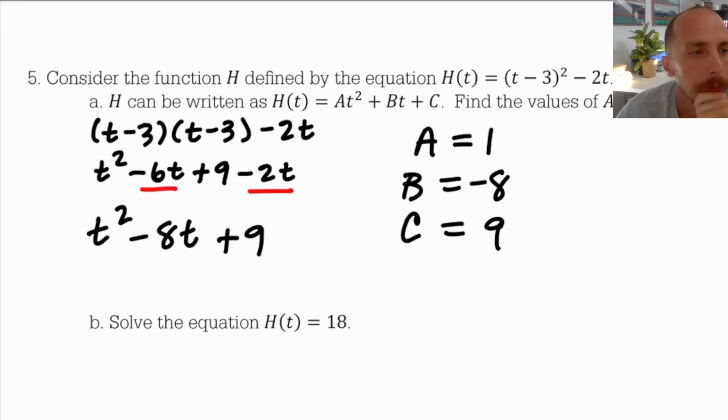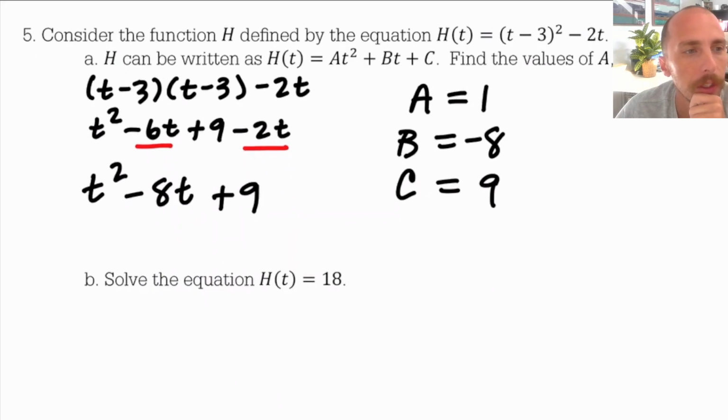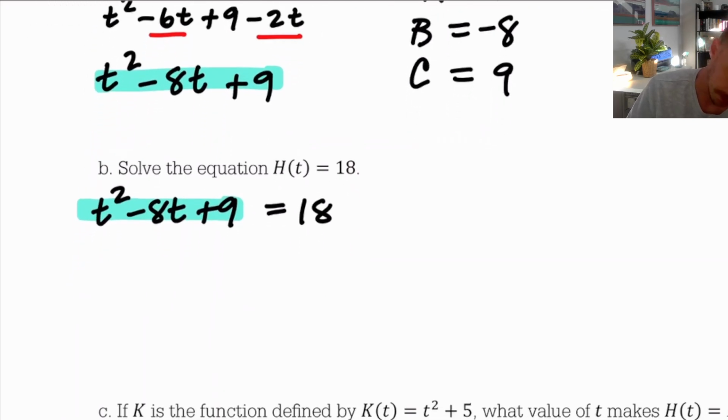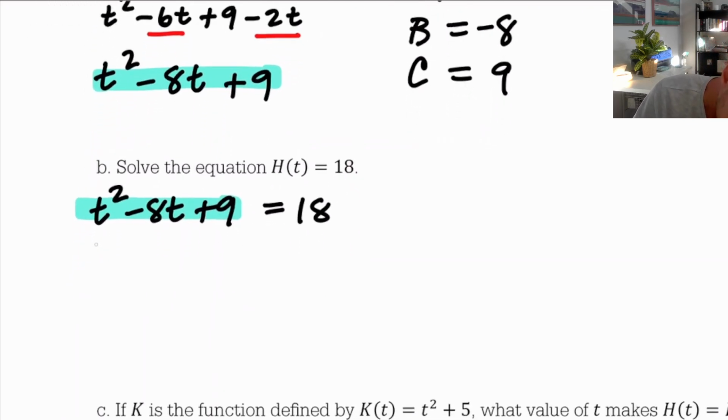Okay. Solve the equation h of t equals 18. Okay. Well, if it's set equal to something that's not 0, I'm going to need to have the distributed version, and I think I used this kind of highlighter last time for that, so I'm just going to use the distributed version and set it equal to 18. Not equals 0, equals 18. All right, and now I'm going to subtract 18 from both sides.